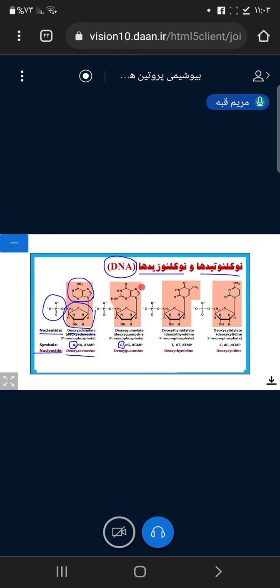When guanine is added to pentose, nucleoside is formed with the name deoxyguanosine.